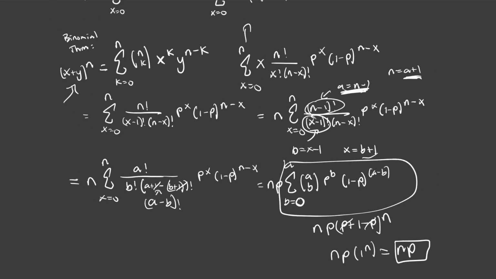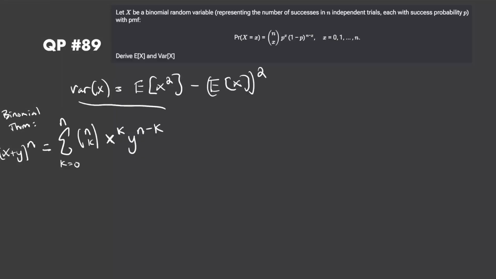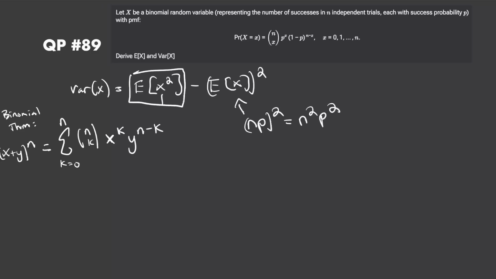Okay, so that's the hard way of deriving the expected value. This might be my longest video, but now we have to do the hard way of deriving the variance, which is going to be even harder than this. Okay, we know that the variance is equal to the expected value of x squared minus the expected value of x all squared, right? And we just calculated this term. It's going to be np all squared. This is equal to n squared times p squared. So now all we have to find is the expected value of x squared.